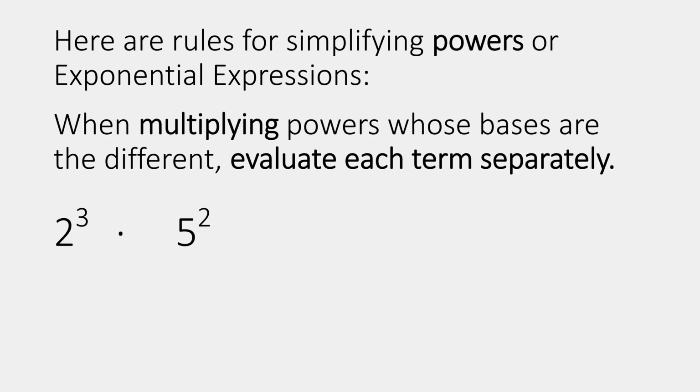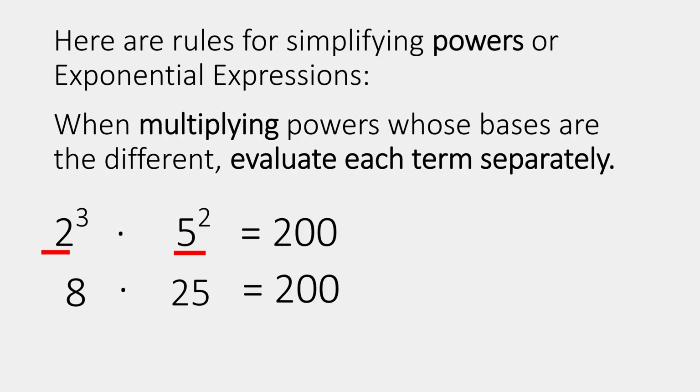However, when multiplying powers whose bases are different, we have to evaluate each term separately. We have a 2 and a 5. The bases are different, so each term has to be evaluated separately. 2 cubed is 8. 5 squared is 25. 8 times 25 equals 200.